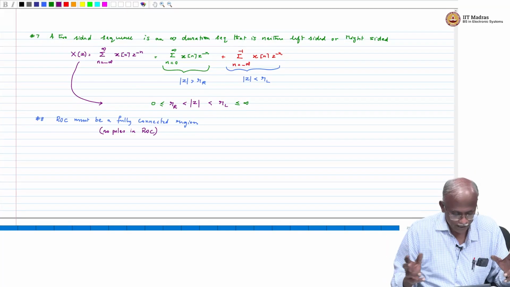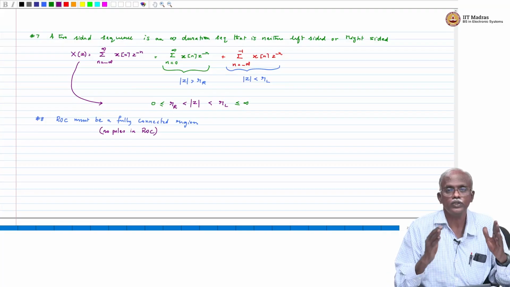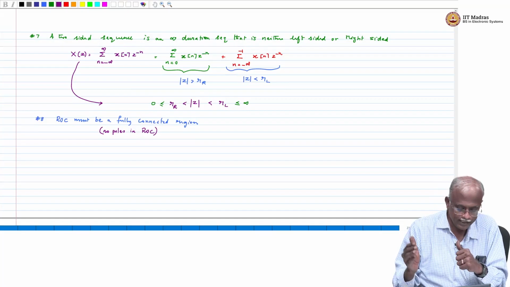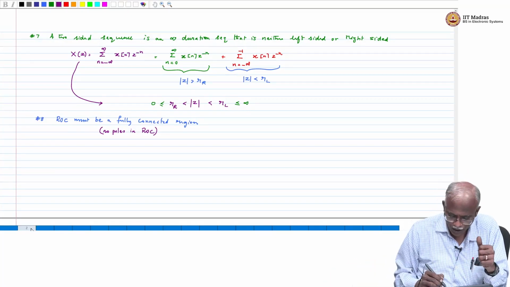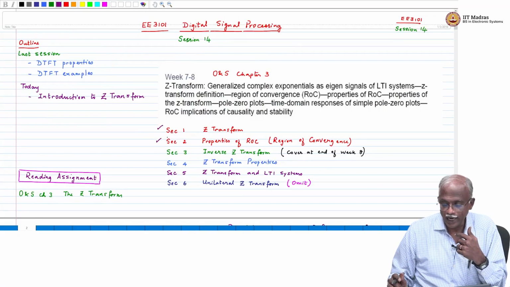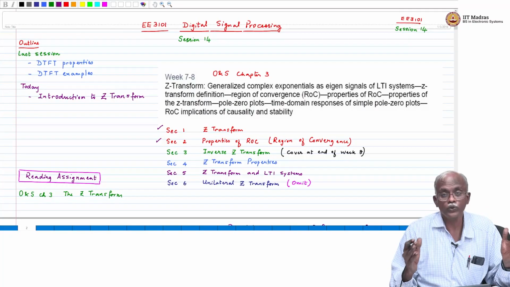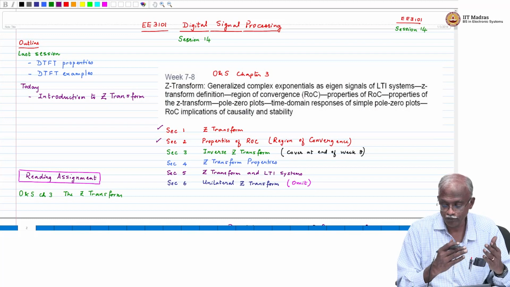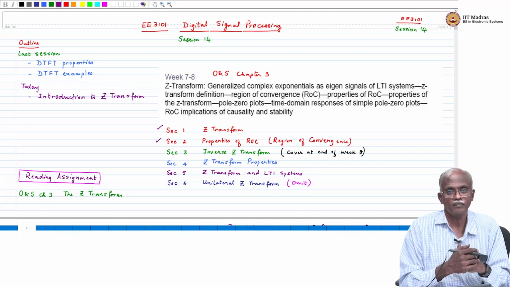So, what I would encourage you to do is to go through the examples that we have looked at, look at the examples that are there in the book. Particularly, we have looked at topics which are there in sections 1 and 2. Please go through those examples, and we will then pick up from section number 4 in the next session. Thank you.